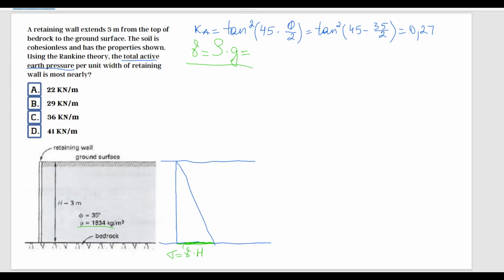We're going to just take the density, which is 1,834 kilograms per meter cubed, multiply by g, which is 9.81 meters per second squared. And let's see how much this unit weight is going to be. So I have 1,834 multiplied by 9.81. I am getting 17,991.54.